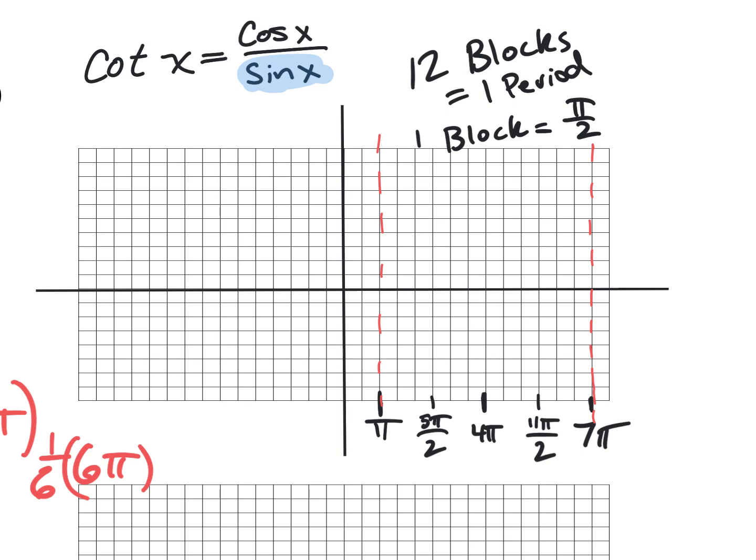Now we have to work on the inner parts of this. And just like with sine or cosine, if we break our period into quarters, that can be very helpful for us. Halfway between our asymptotes, we should be at a midline, right? We should be at the x-intercept here.